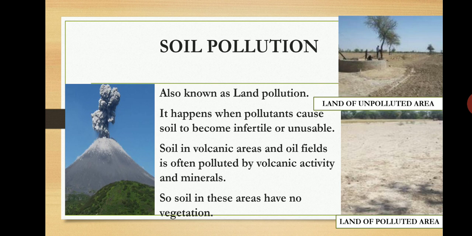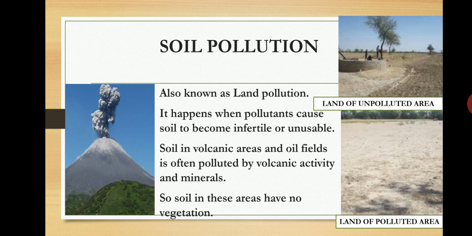All right. So, soil in volcanic areas. I have put an image of a volcano and a mountain near the volcano. If you can see that image, the one which is spouting all the volcanic ashes, nothing is growing over there.